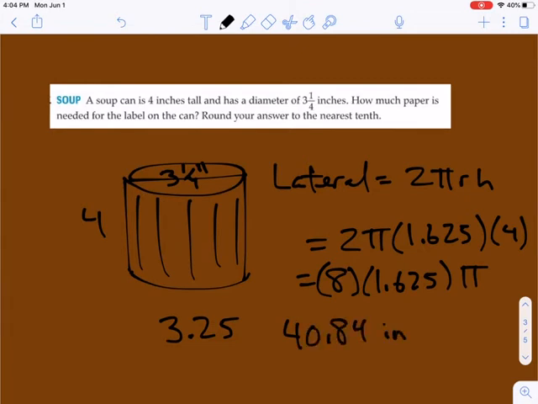We would say you would need 40.84 square inches. And if you think about the fact that the soup can is 4 inches tall and the area is a little over 40 square inches, that means the length of the label, if you took it off, would be about 10 inches. And yeah, that's about right. That makes sense. So always check your answers that way. Think about them, talk through them to yourself, and say, does this make sense? Because if it doesn't, you probably did something wrong.